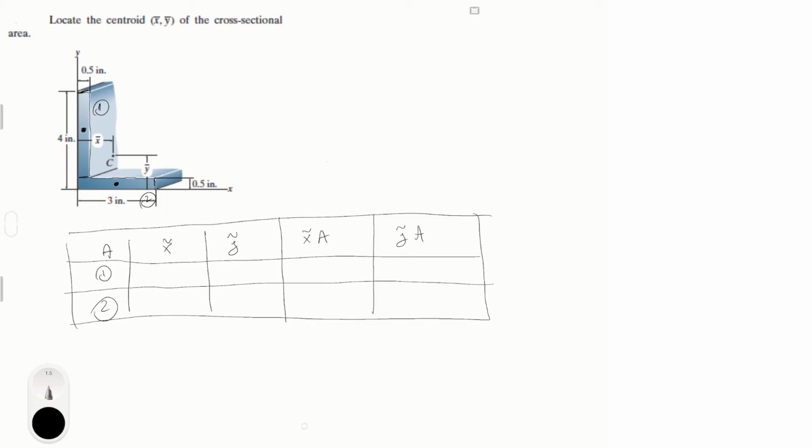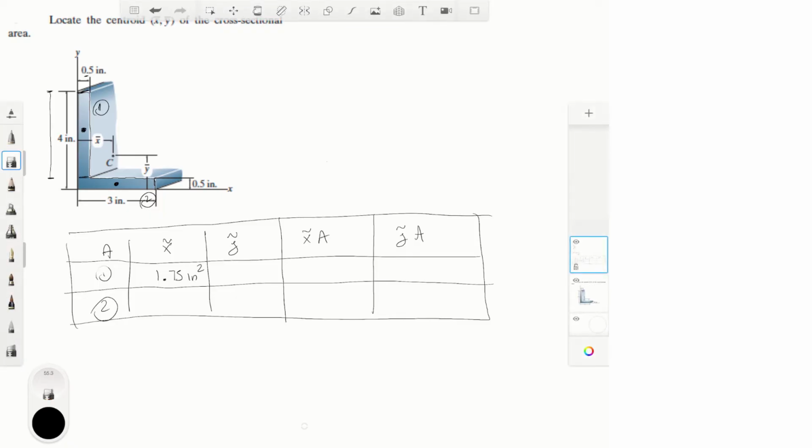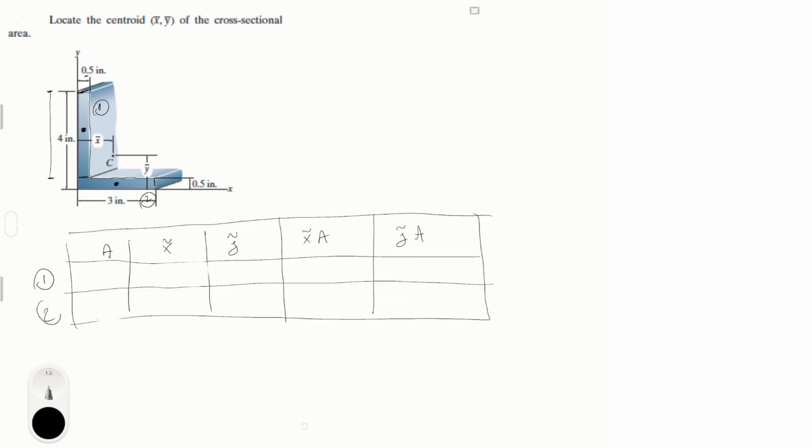For part 1, the area is from here to here times 0.5, which is 3.5 times 0.5, which should be around 1.75 square inches. And sorry, I messed this up. This area goes right here. This is 1, this is 2. Back on track. 1.75 square inches.